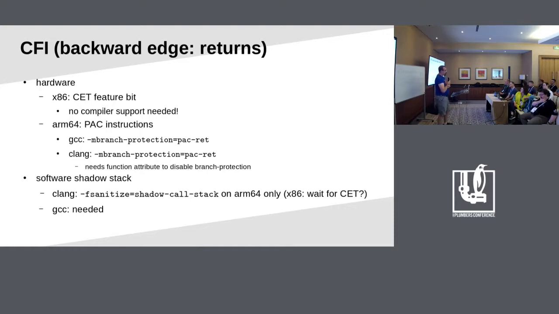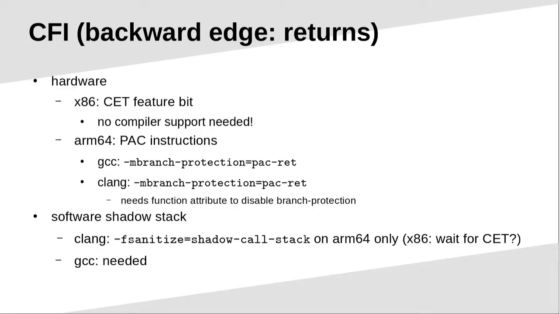On ARM64, this works by doing pointer signing. But right now in Clang, there isn't an attribute to turn this off on a per function basis. You can only turn it off on a compilation unit basis, which is rather awkward. And there are special places where you want to turn this off, like say all the code that initializes pointer signing. You don't want to have that signed because things go crazy.